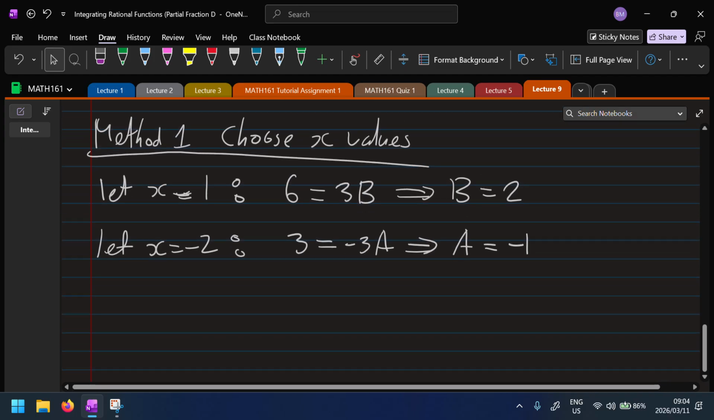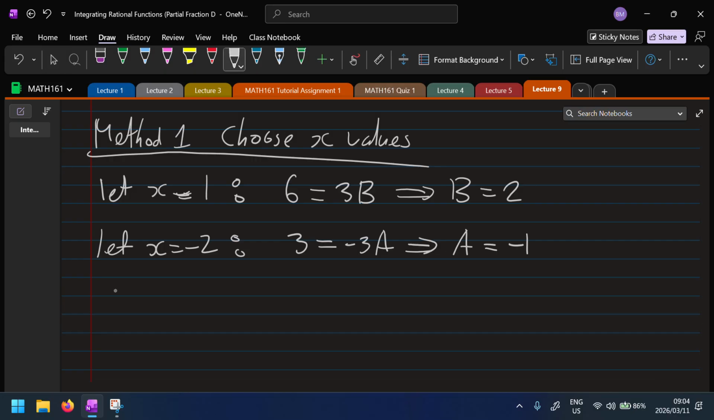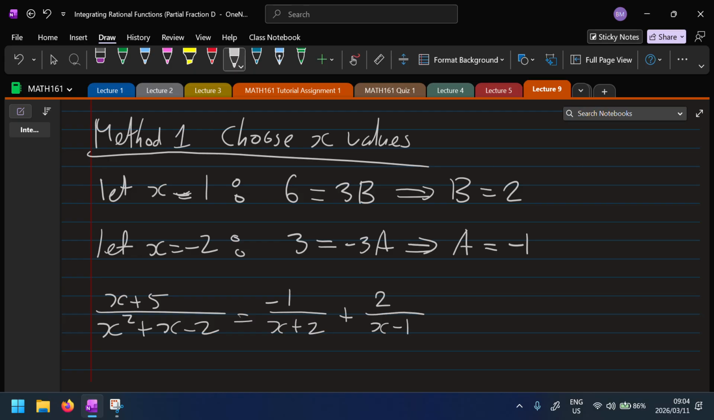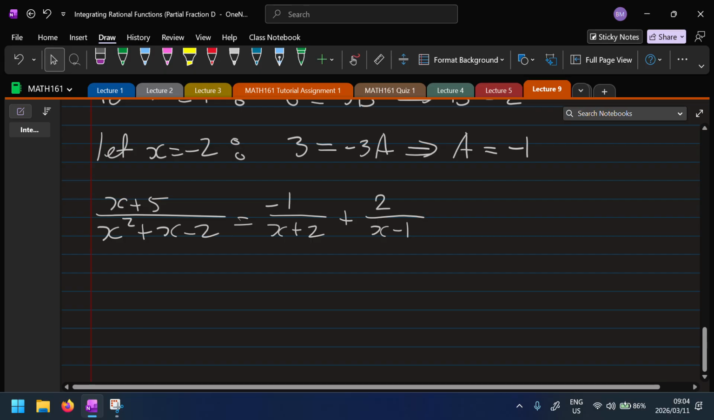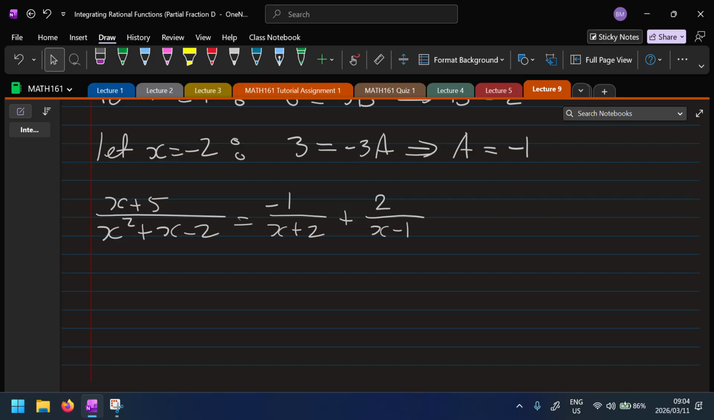Okay, so we've got those values, so we can substitute now. So (x plus 5) over (x squared plus x minus 2) is equal to, we can put the a value back in, so that's minus 1, and the b value was 2. Now we've done all of that. Step 3 would now be integrating this. That's the goal. We want to integrate this. So step 3, integration.